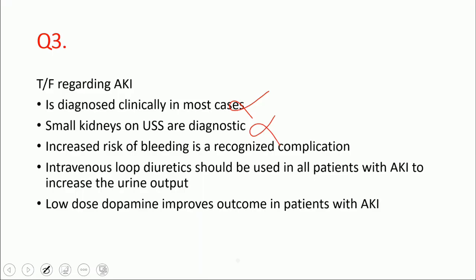Right. Now, in the acute medicine discussions we had during the proper appointment, I told you that in acute kidney injury, there are lots of complications, right?